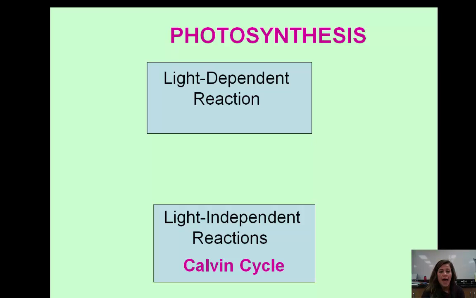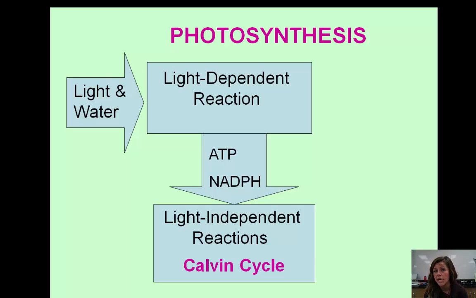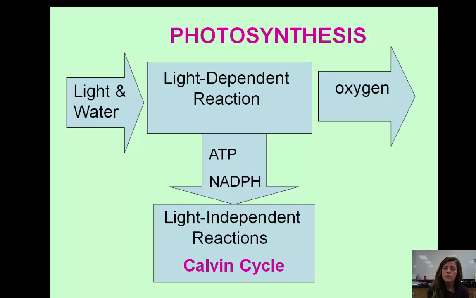We call that the Calvin cycle. So like I said before, in this reaction, the reactants are light and water. Our products are ATP, so our energy molecule, and our NADPH, so our electron carrier. We also produce oxygen, so that's one of the products that we see at the end of our actual formula for photosynthesis.